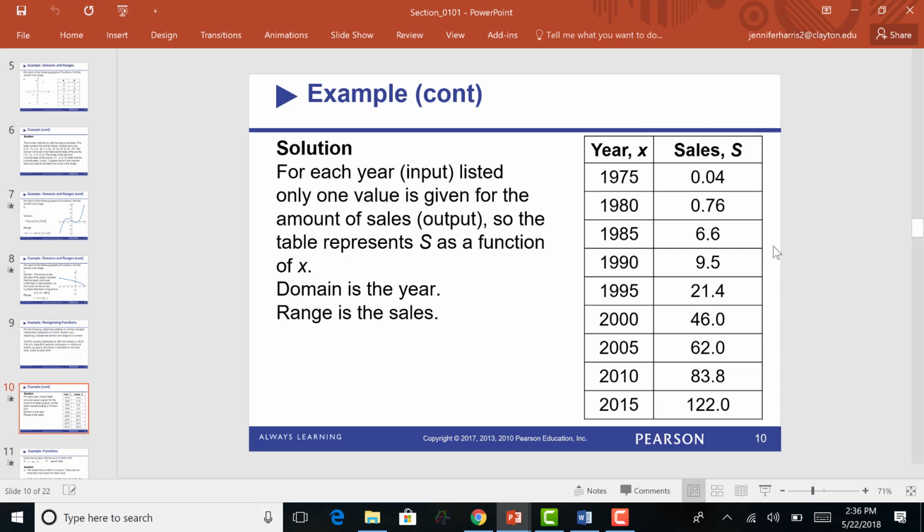How do I write it in interval notation? 1975, 2015 in brackets. Yeah, brackets. Okay? This was my domain. So if I want to be greater than, say it again. If I want to be greater than, what if you wanted which part to be greater than?